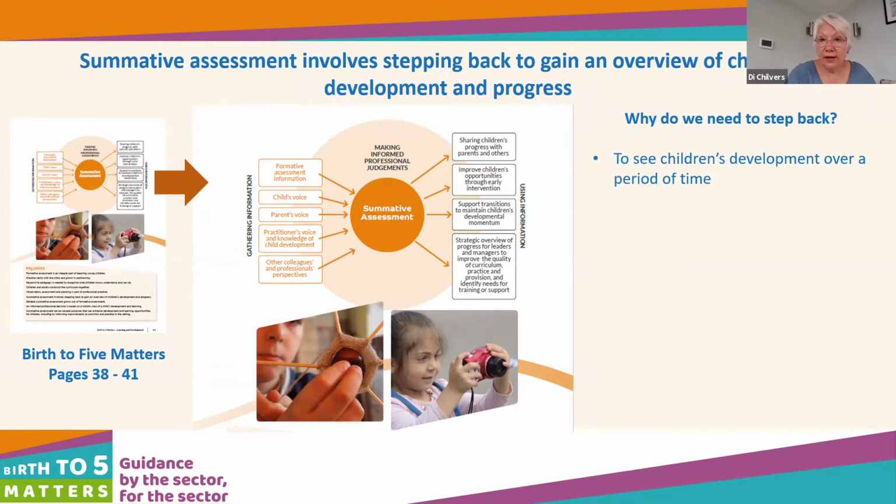So when we step back, it's there because we need to see children's development over a period of time and make an assessment of that journey that they've been on from, say, when they arrived in the setting or from the last progress summary. So it's about taking a holistic view, including thinking about the characteristics of effective learning, the areas of learning, the well-being of a child, their family perspectives, and perspectives from as many people as possible.